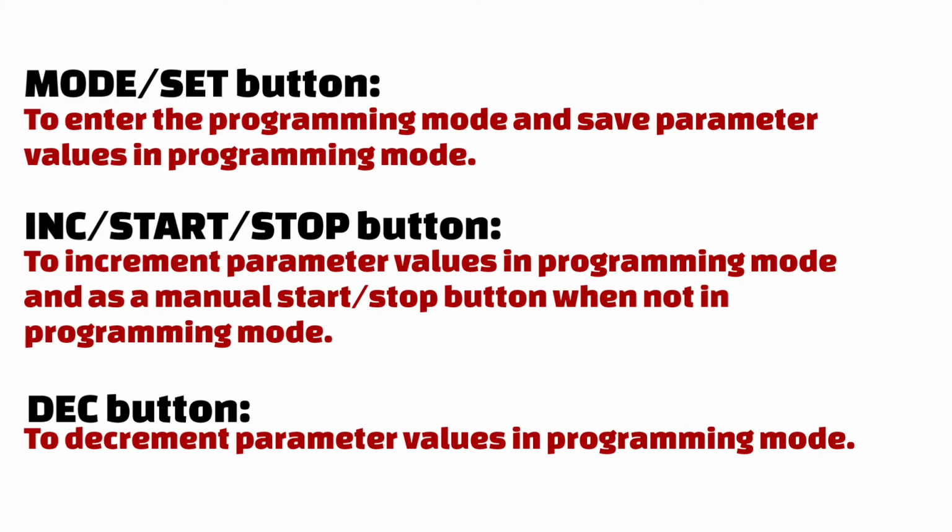The mode or set push button is used to enter the programming mode and to save values of parameters in programming mode. The increment push button is used to increment the values of parameters in programming mode, and it is used as a manual start or stop button when not in programming mode. The decrement push button is used to decrement the values of parameters when in programming mode.